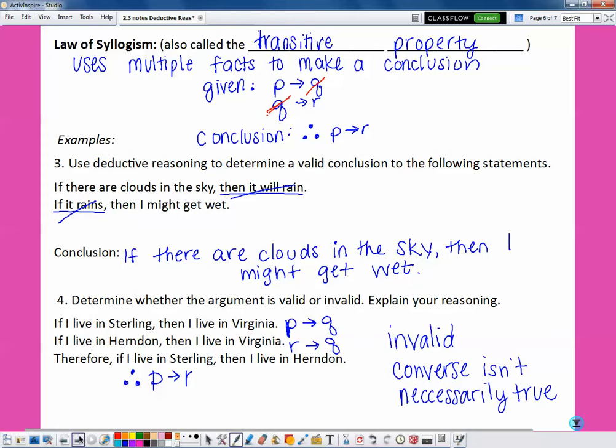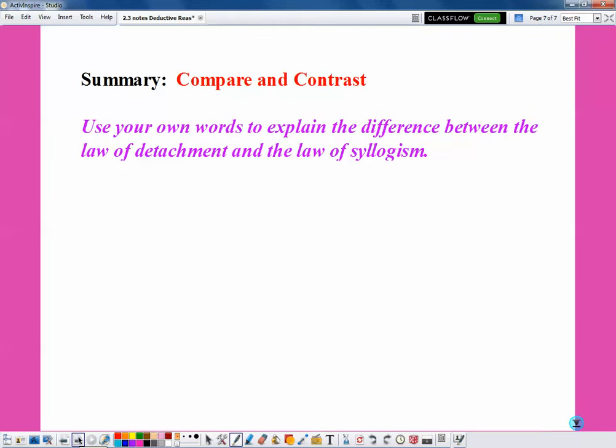Now, for your conclusion or your summary, compare and contrast. Use your own words to explain the difference between the law of detachment and the law of syllogism. Write your summary.